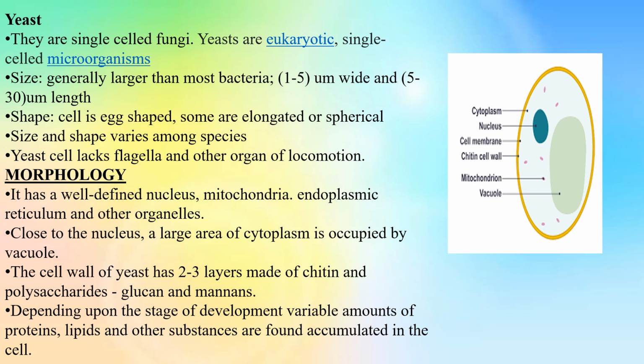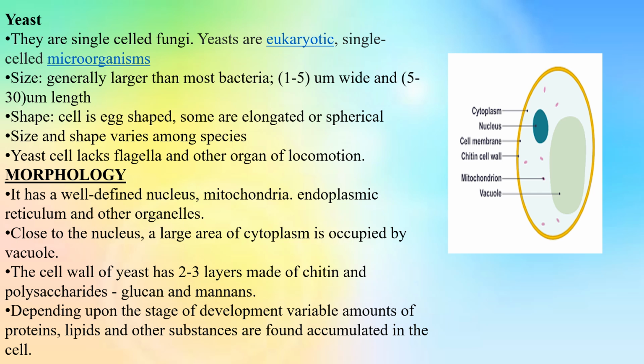The size of yeast cells can vary depending upon the species and habitat, but most are about 3 to 4 micrometers in diameter, while others can be up to 40. The shape can be either globose, oval, elongated or spherical. If you see, yeast cells lack flagella, which is the most important organ for locomotion.